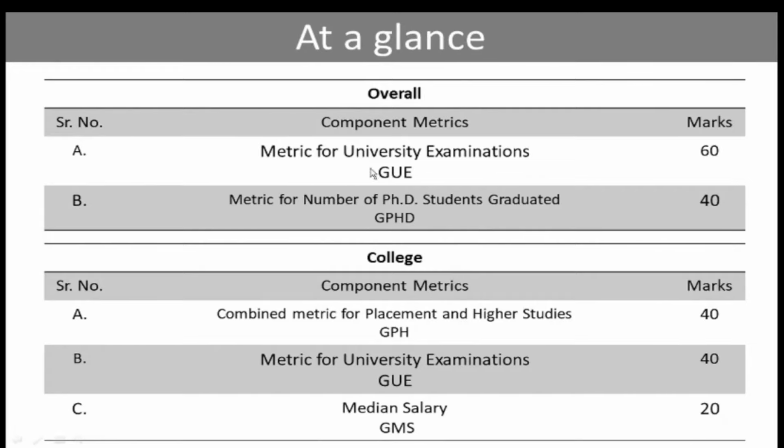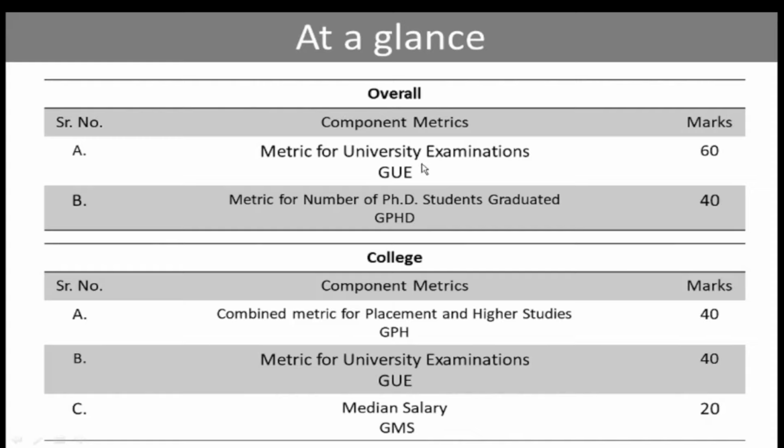One of the metrics, that is the metric for university examinations, is common in both cases. However, the other metrics are different. Say, for example, the second metric in the case of the overall component is the metric for number of PhD students graduated. However, the two metrics for the colleges are the combined metric for placement and higher studies, and median salary.